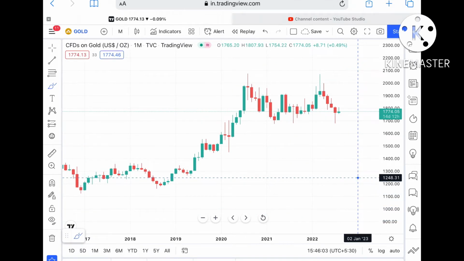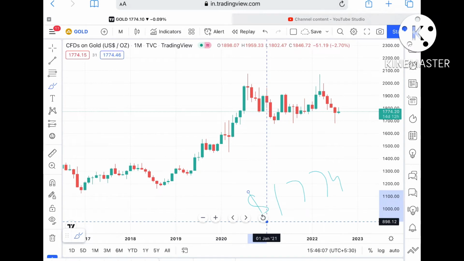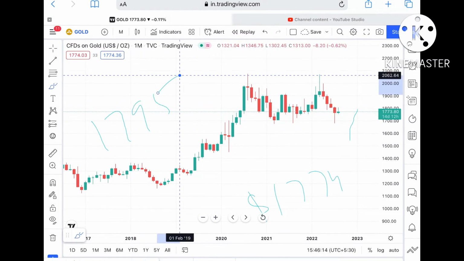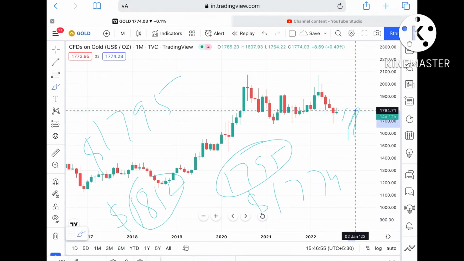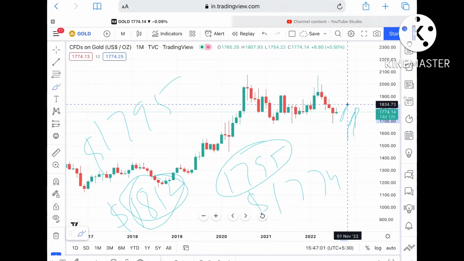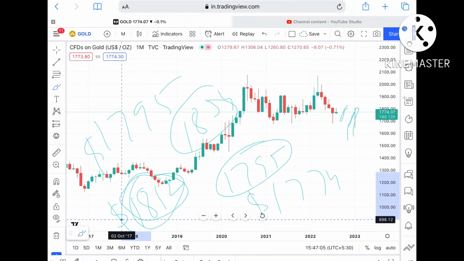Suppose this particular level of $1774 sustains, the probability is very high that we can see it go further upside towards a level of $1795. From there we can see it touch a level of $1812. And if the price goes above that level, then there is a higher probability, because 1812 is a weak resistance. I've already explained this. We can see it go further upside towards a level of 1834.